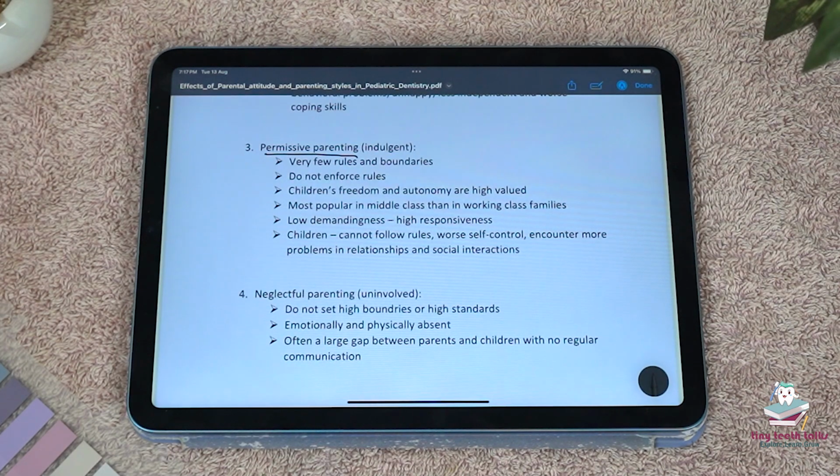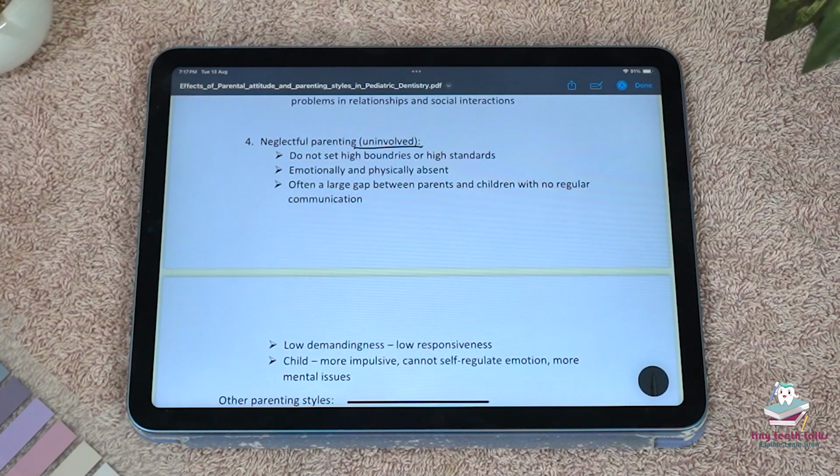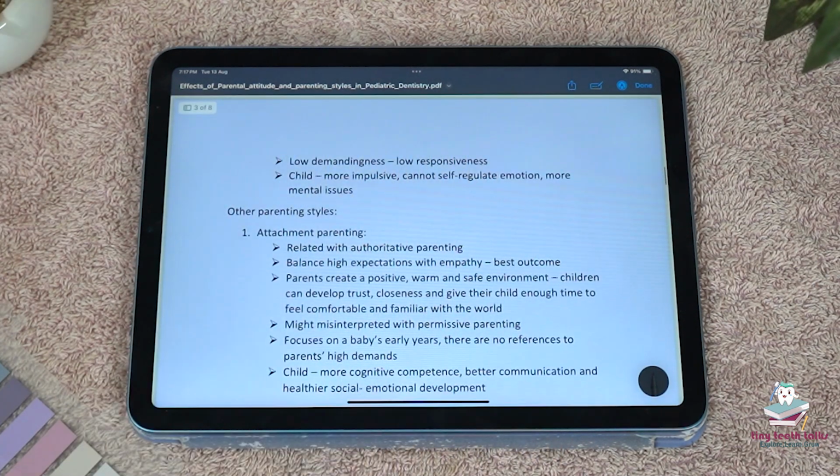The children's freedom and autonomy are highly valued. This parenting style is most popular in middle class rather than working class families. They have low demandingness and high responsiveness. The children cannot follow rules, have worse self-control, and encounter more problems in relationships and social interactions. The fourth one is neglectful parenting or uninvolved parents. They do not set high boundaries or high standards, are emotionally and physically absent, often with a large gap between parents and children and no regular communication. They show low demandingness and low responsiveness, and the child is more impulsive, cannot self-regulate emotions, and has more mental issues.